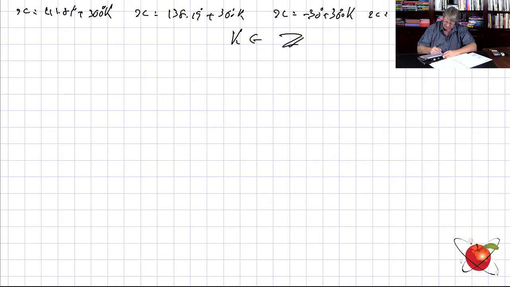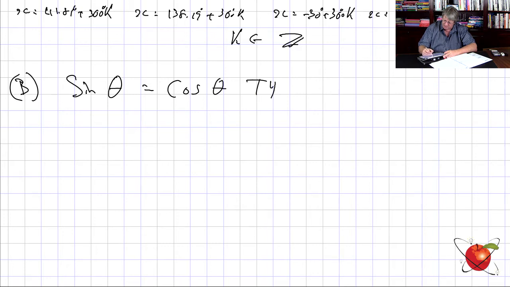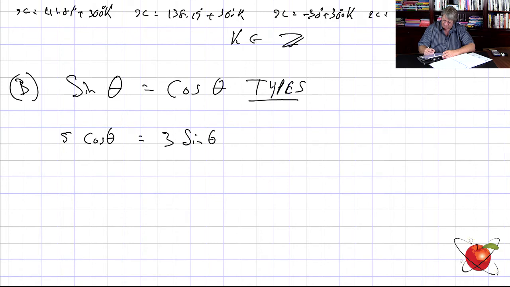So my next one is going to be type B. B is going to be sine theta equal to cos theta types. All right? And in this case, we've got this. Let us say we've got 5 cos theta equals 3 sine theta.